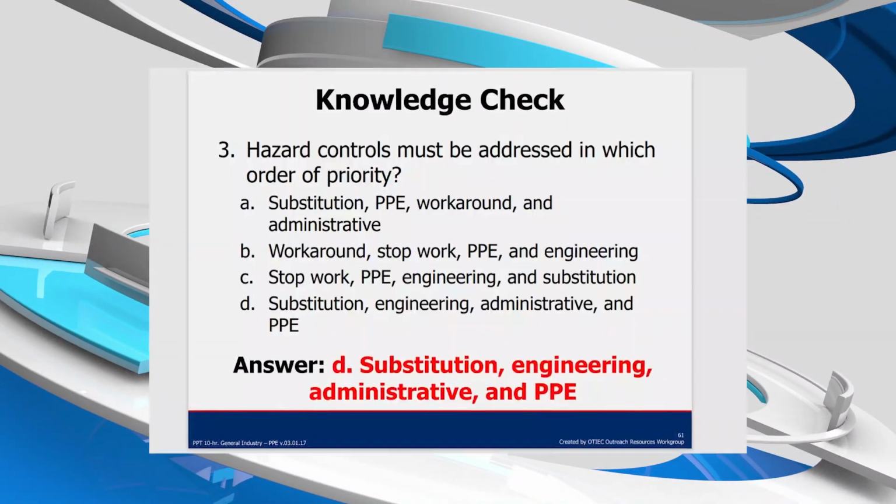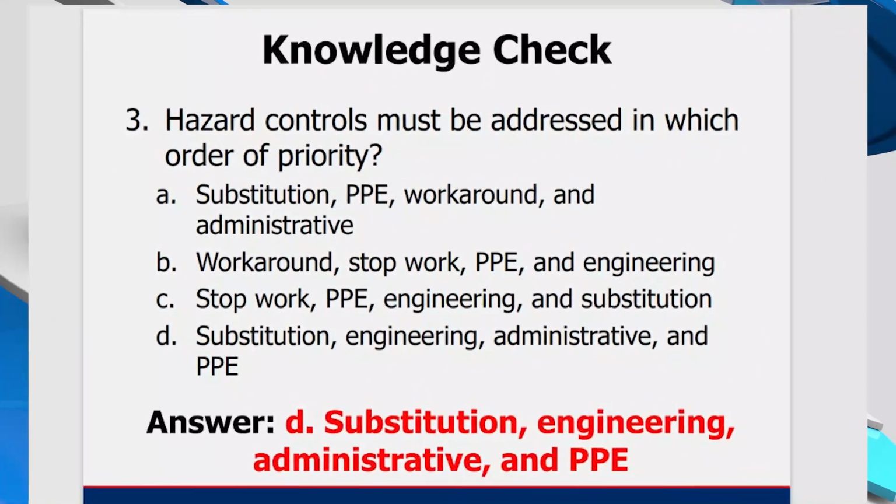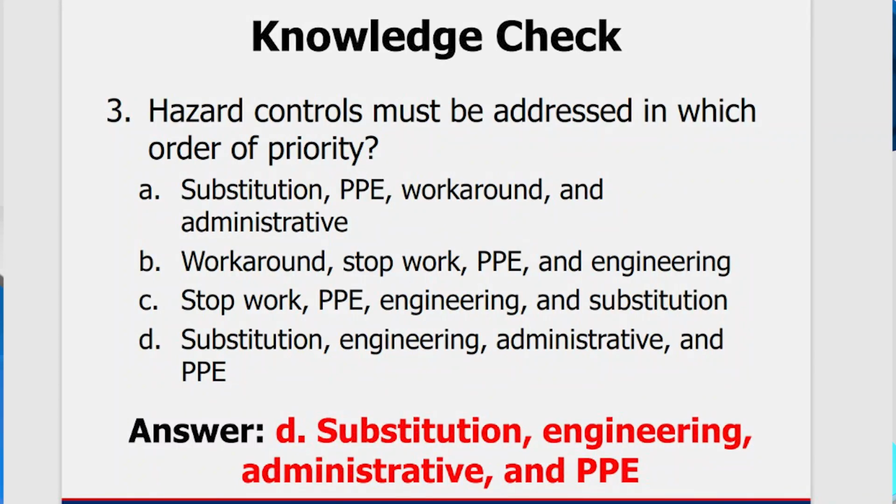Number 3. Hazard controls must be addressed in which order of priority? A. Substitution, PPE, workaround, and administrative. B. Workaround, stop work, PPE, and engineering. C. Stop work, PPE, engineering, and substitution. D. Substitution, engineering, administrative, and PPE. The correct answer is D. Substitution, engineering, administrative, and PPE.